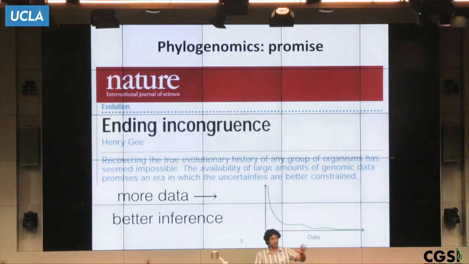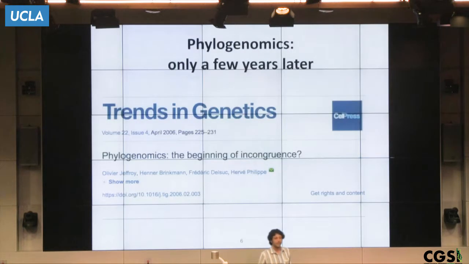You can all imagine what happened. Instead, it was the beginning of incongruence. It was just a few years later that people wrote papers saying that phylogenomics is not the end, but the beginning of incongruence, which has actually panned out to be the case. Phylogenomics has brought with it a lot of incongruence. Okay? So now I want to just talk about why that's the case. That idea of having more data, less variance in your inferences is still a correct idea. But why is it that it fails?